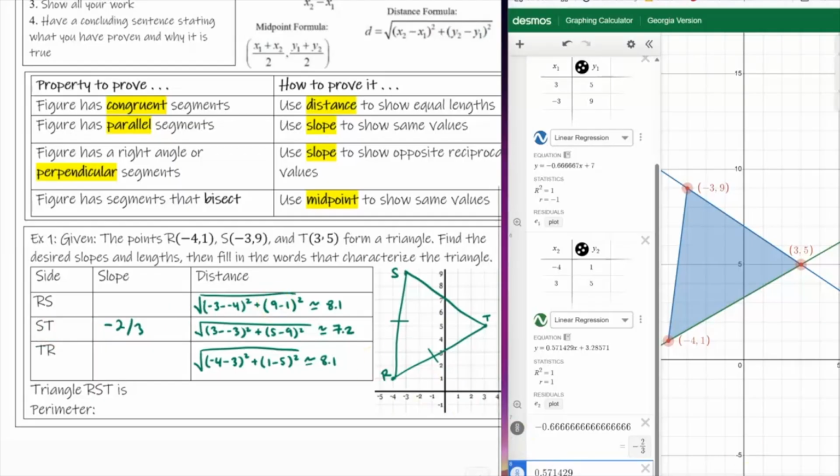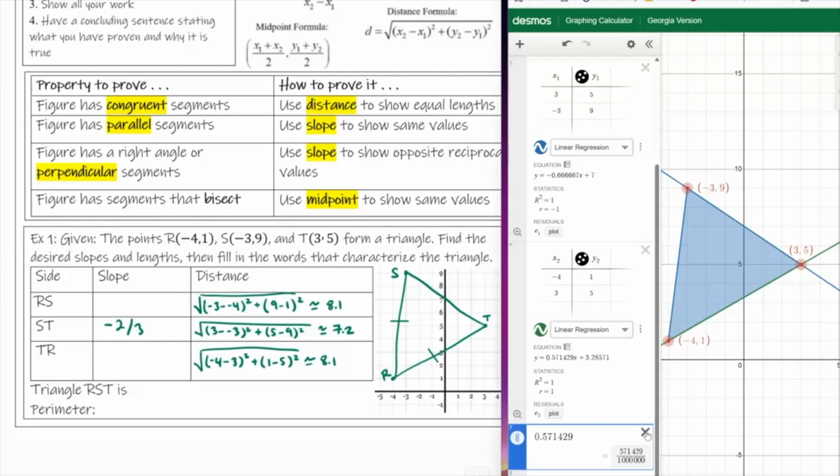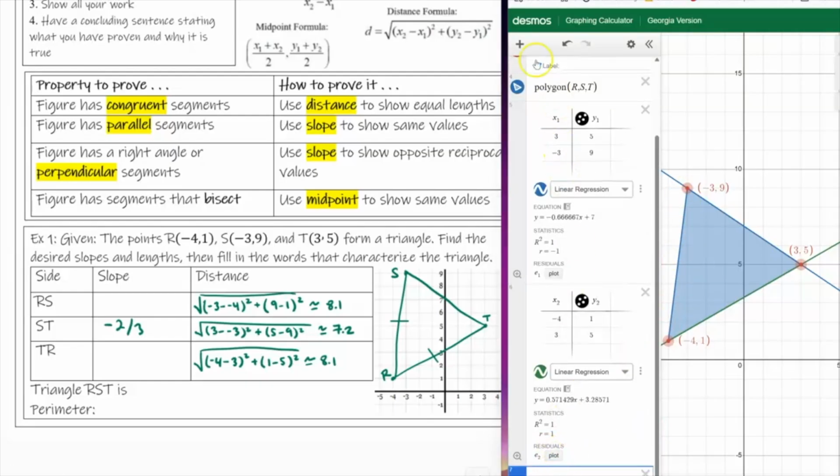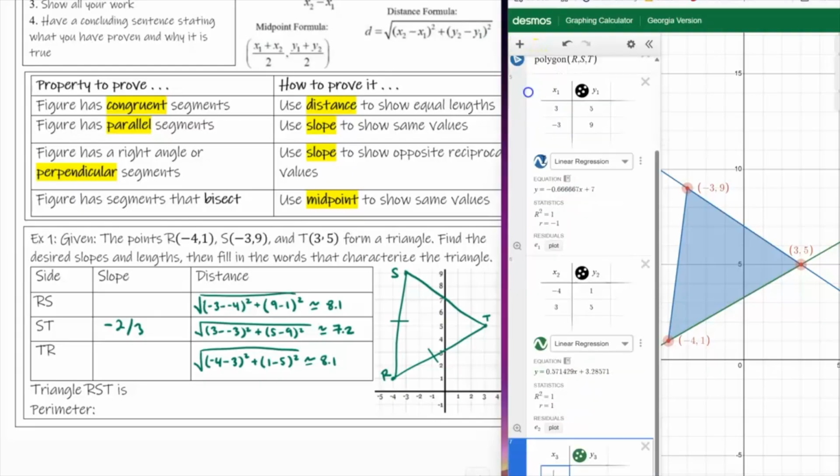The slope for this one, which is negative 4, 1 and 3, 5, is something I have to do by hand because it's not defined. And then let me find the slope for the last one. So let me put in another table, and we're going to do negative 3, 9 and negative 4, 1.